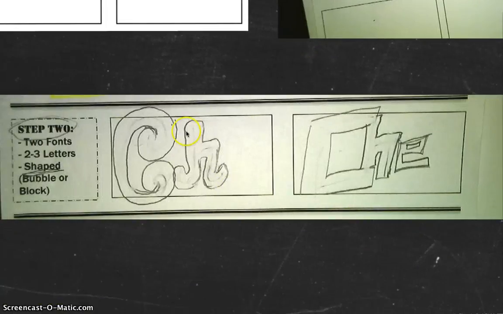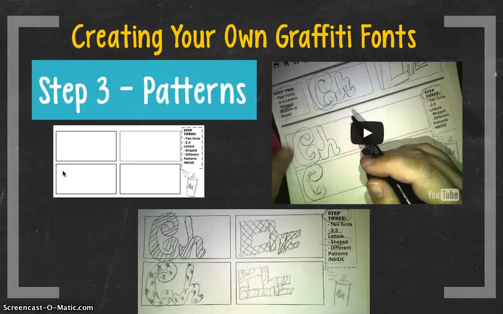Alright folks, so for mine I did one bubble and one box letter. You do not need to do that. Still remember that you only need to do 2 to 3 letters. If you like boxes, do 2 boxes. If you like bubbles, do 2 bubbles. It's up to you. Then we're moving on to step 3.